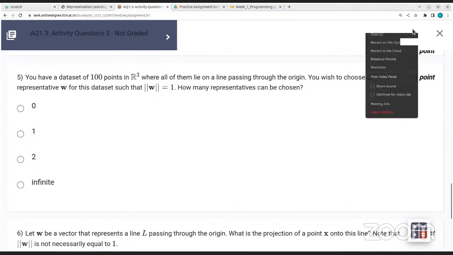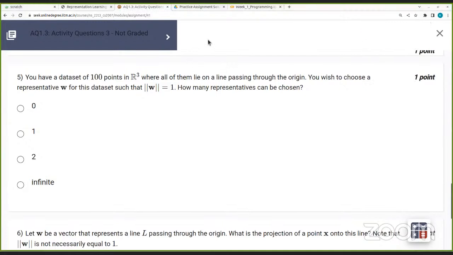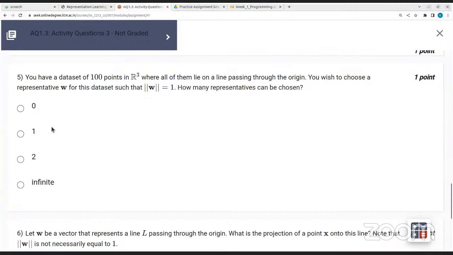This representative will have 2 dimensions, right? Here the representative will have 3 dimensions, right? The representative is ultimately a vector. That vector is lying in a 3-dimensional space. So it will have 3 points, 3 coefficients or 3 components. So that will always be 3.